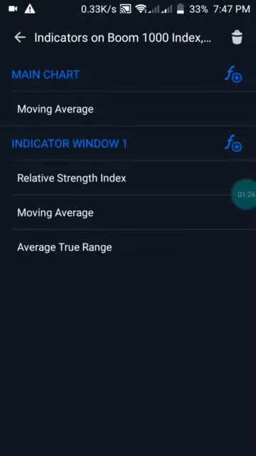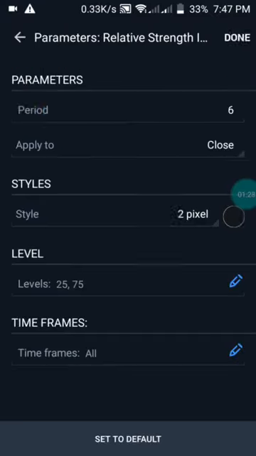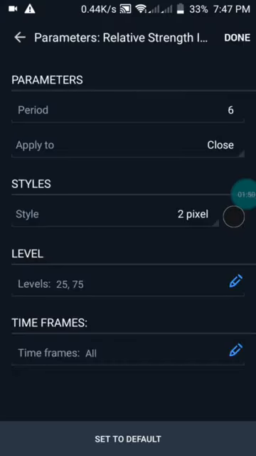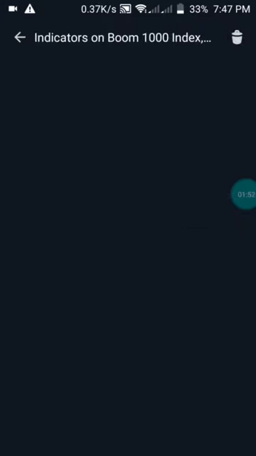Then you move to your indicator window 1. We have the Relative Strength Index, with a period of 6. We have apply to close, and we have black as our color here. You are going to set up these two levels, which is very important: a level at 25 and a level at 75. You need to set it up like this, then you press done.